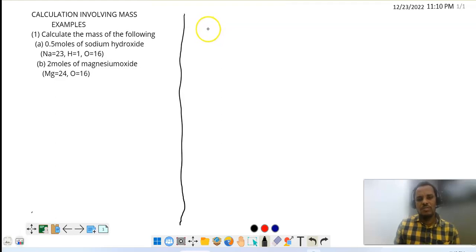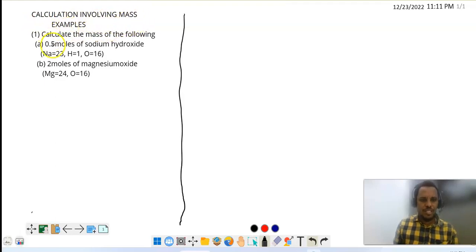Another method is the first principle method, where you get the RFM first. The RFM is always equal to 1 mole, because the unit of the RFM is gram per mole, which means 1 mole is equal to the mass of the RFM. Then what about the mass given? That can also be used to obtain the number of moles, as we learned in lesson 7 and lesson 8. Today's lesson is lesson 9, where we learn calculations involving mass.